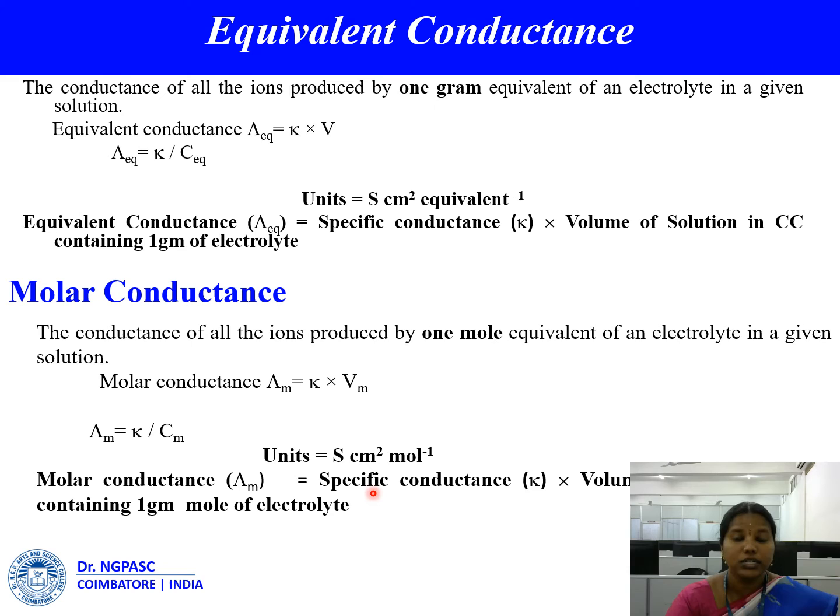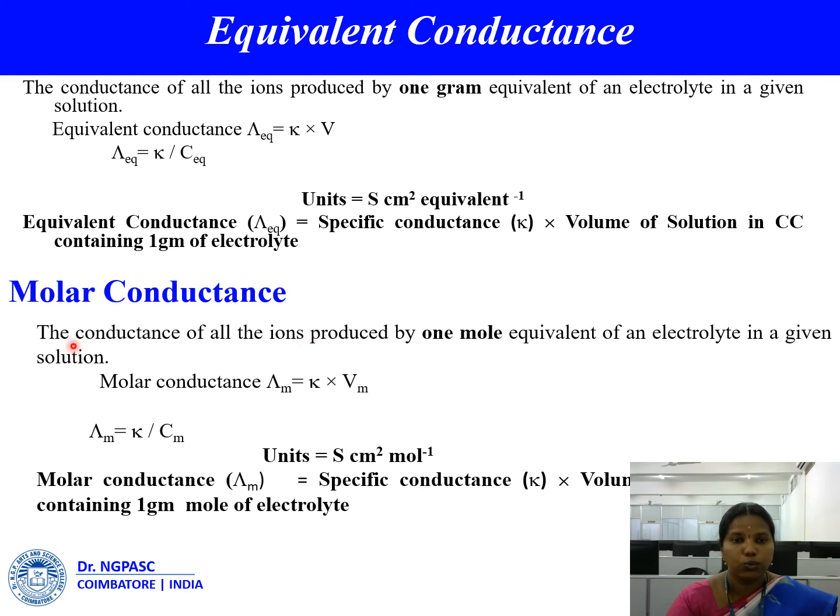But for electrolytic conductors, we need separate terminologies, namely equivalent conductance and molar conductance. What is equivalent conductance? It is the conductance of all the ions produced by 1 gram equivalent of an electrolyte in a given solution. It is represented by the symbol lambda equivalent, which is equal to specific conductance kappa into V, the volume of solution in cc containing 1 gram equivalent of electrolyte. The unit of equivalent conductance is Siemens centimeter square per equivalent.